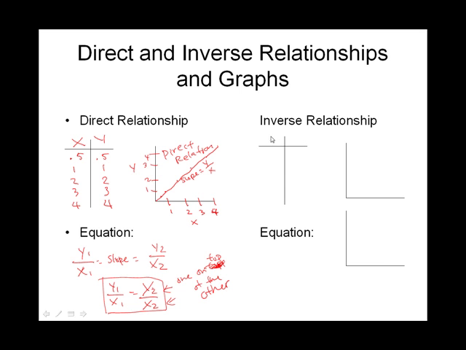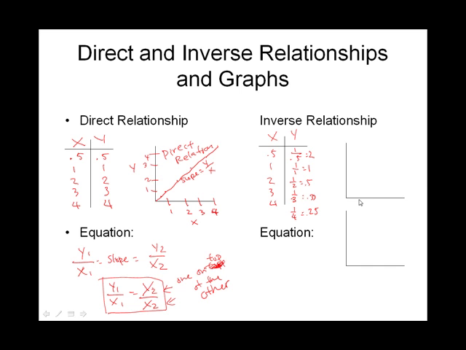But in an inverse relationship, you have x values of 0.5, 1, 2, 3, 4. The inverse will be 1 over 0.5, which comes out to be 2, 1 over 1 equals 1, 1 over 2 equals 0.5, 1 over 3 equals 0.33, 1 over 4 equals 0.25.